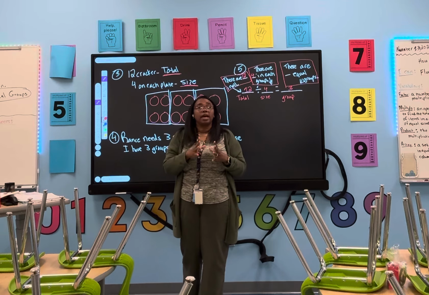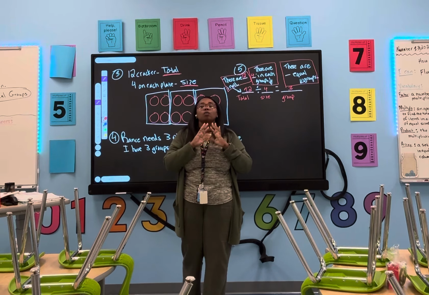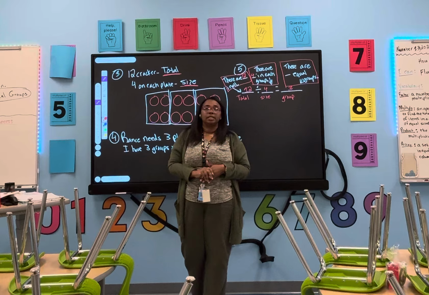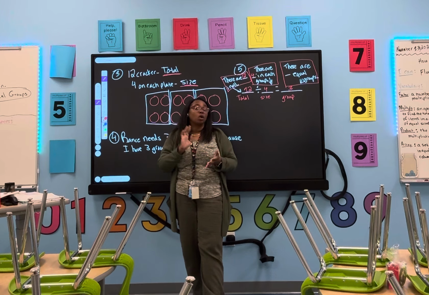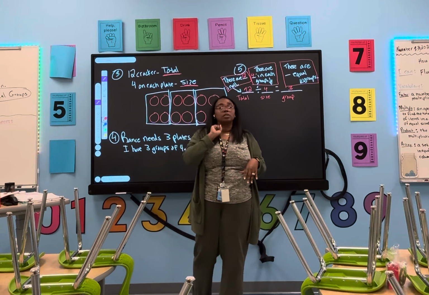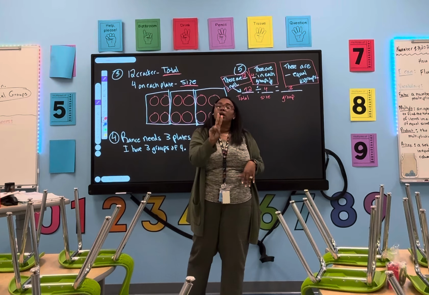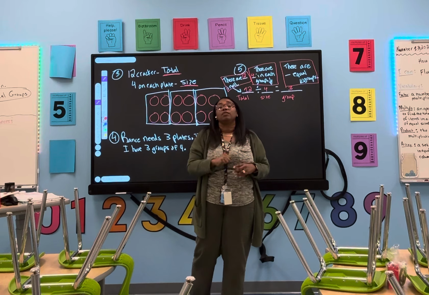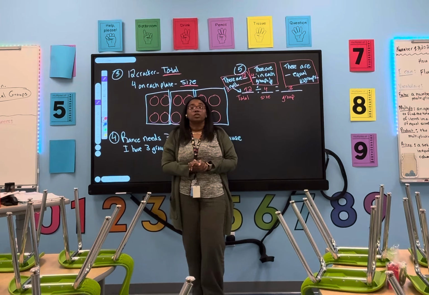Then once we did that, we worked on writing our division equation. So that's the 3 things our kids did today. We did our drawing in an equal group. That's the first thing. Then we worked on finding the unknown, which is either the size or the groups. And then the last thing was to write that division equation. So that was it for today.